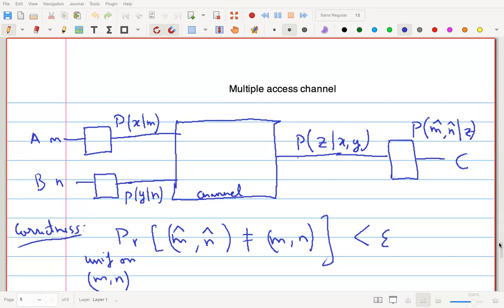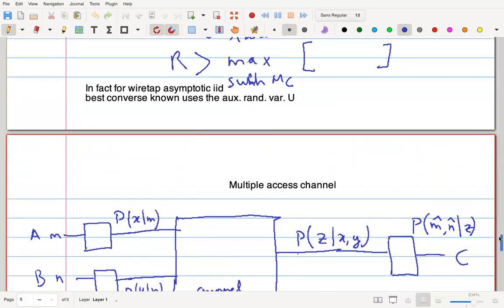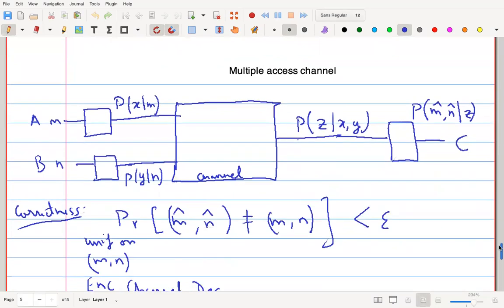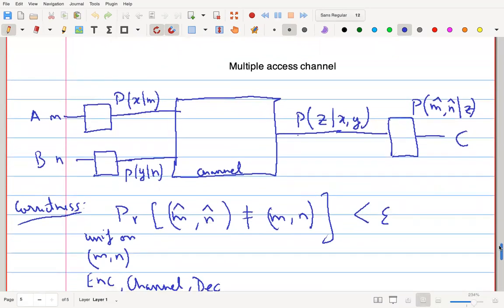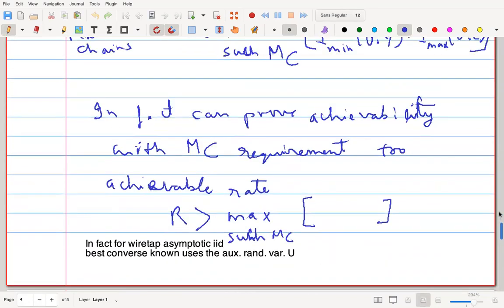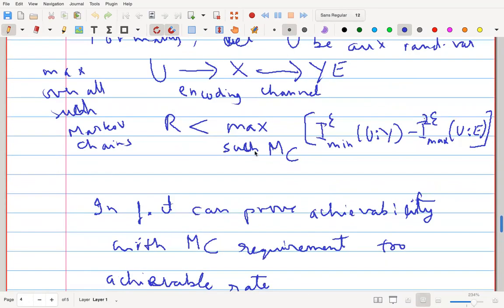The wiretap channel converse single letterization is very much open, even in classical, till now. No, single letterization is known classically. This is the bound that we proved for the wiretap channel, under this Markov chain. So this is known as the single letter level in classical asymptotic IID.